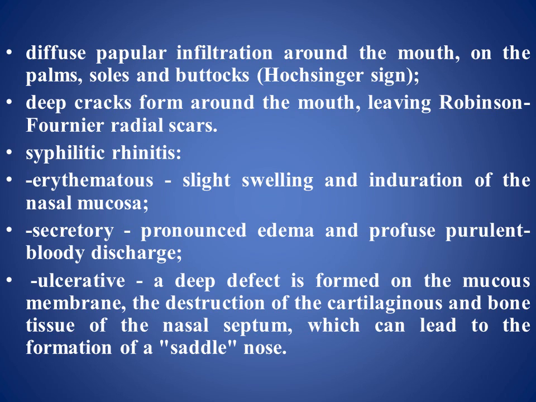Diffuse papular infiltration around the mouth, on the palms, soles, and buttocks, especially the appearance of Hochsinger sign. Deep cracks form around the mouth, leaving Robinson-Fournier radial scars. Syphilitic rhinitis: erythematous, slight swelling and induration of the nasal mucosa, secretory, pronounced edema and profuse purulent bloody discharge.